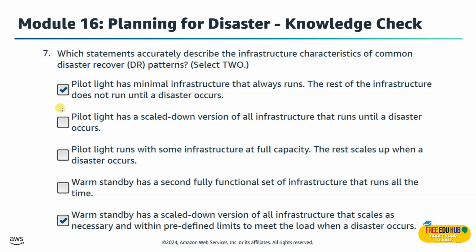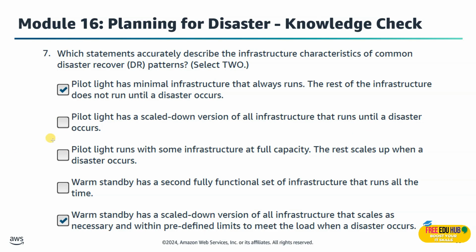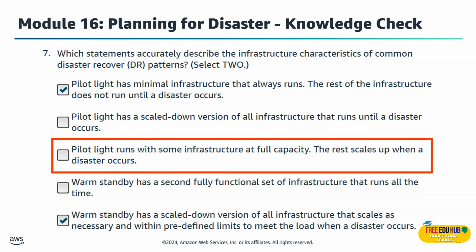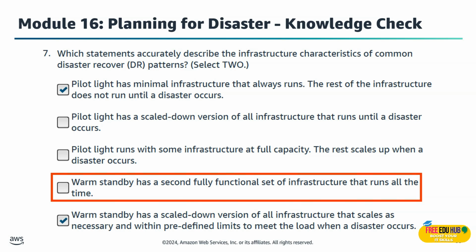Now, if you see the other options, like the option saying Pilot Light has a scaled down version of all infrastructure that runs until a disaster occurs, we are not taking that one because that's Warm Standby, not Pilot Light. And the second option, which says Pilot Light runs with small infrastructure at full capacity, the rest scales up when the disaster occurs, we are not choosing this one because Pilot Light isn't full capacity anywhere. It's minimal core only. And we are not selecting the third option, which says Warm Standby has a second fully functional set of infrastructure that runs all the time. That's wrong also because that describes multi-site active-active, not Warm Standby.